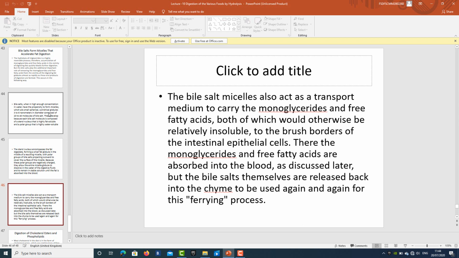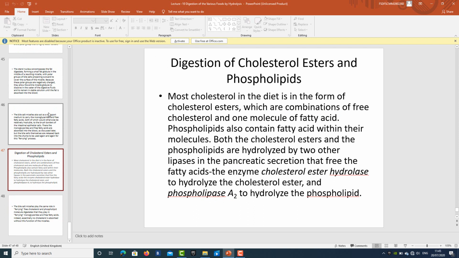The bile salt micelles also act as a transport medium to carry the monoglycerides and free fatty acids, both of which would otherwise be relatively insoluble, to the brush borders of the intestinal epithelial cells. Therefore, the monoglycerides and free fatty acids are absorbed into the blood as discussed later, and this process is known as the ferrying process.